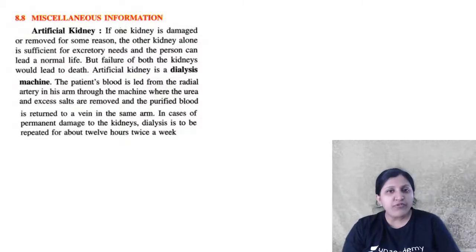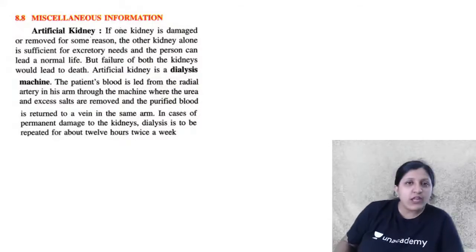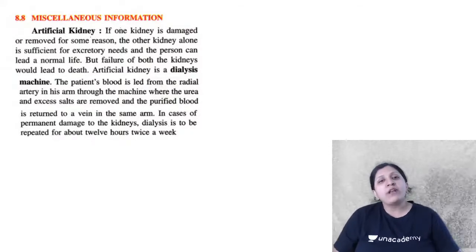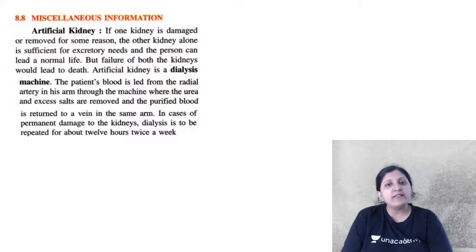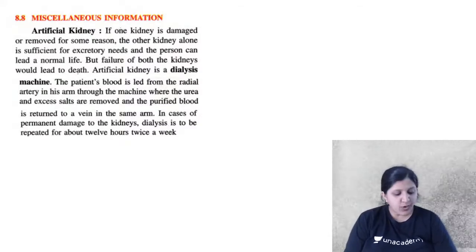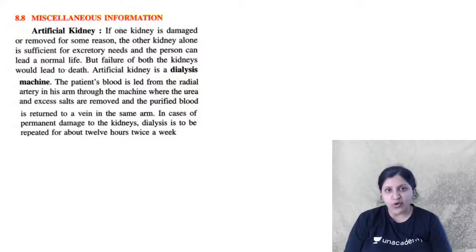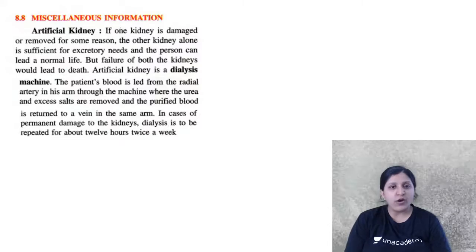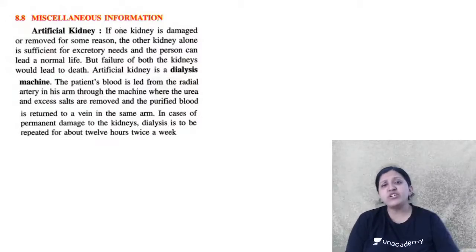So here, the artificial kidney. You might have heard or maybe seen any of your relatives or neighbors go for the dialysis process. Let's see what exactly happens. It is just to remove the urine which is formed in your body as the kidneys are not working properly. So it is an artificial kidney.